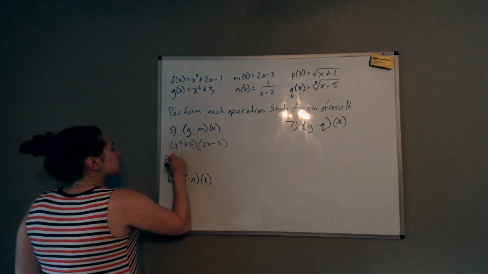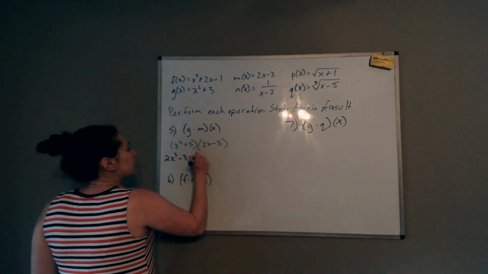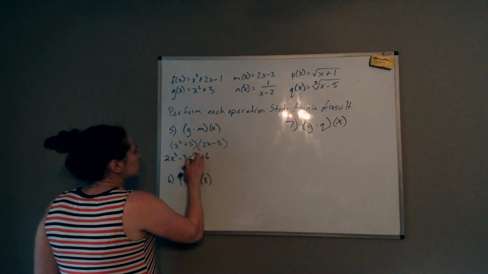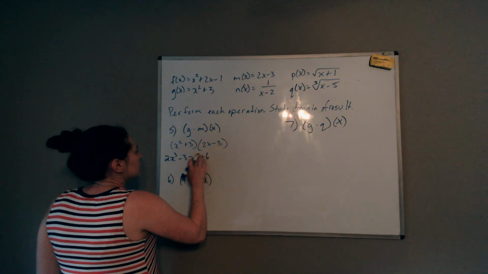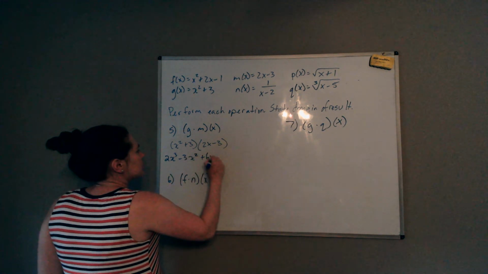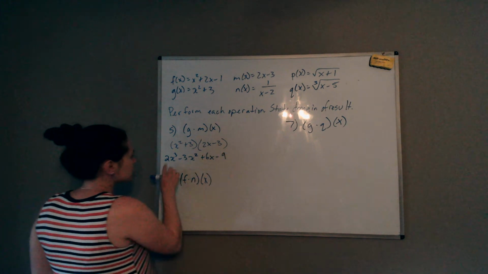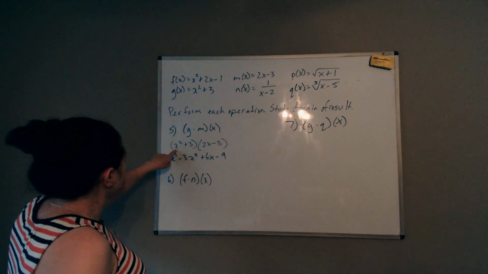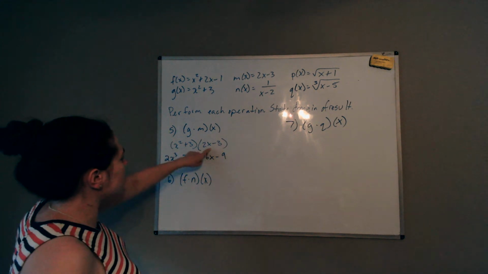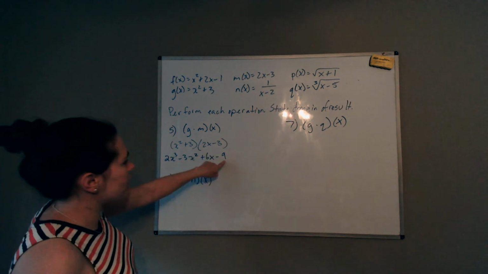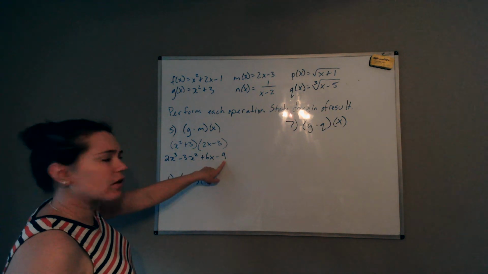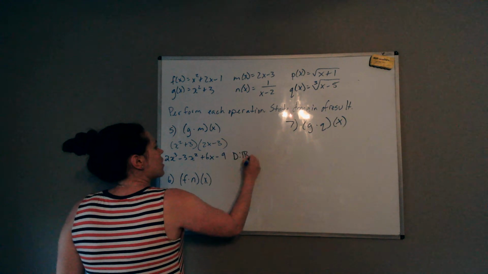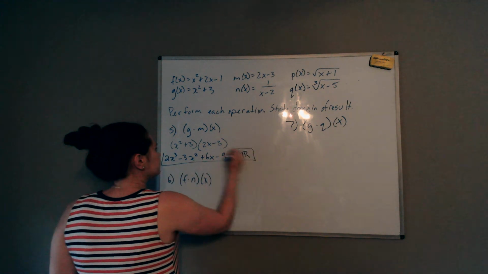So this will be 2x to the third minus 3x squared plus 6x minus 9. There's no terms to combine here. Did g have any domain restrictions? No. Did m have any domain restrictions? No. Look at your new function. It's just a third degree polynomial. Does this have any domain restrictions? No. So the domain here is all real numbers.